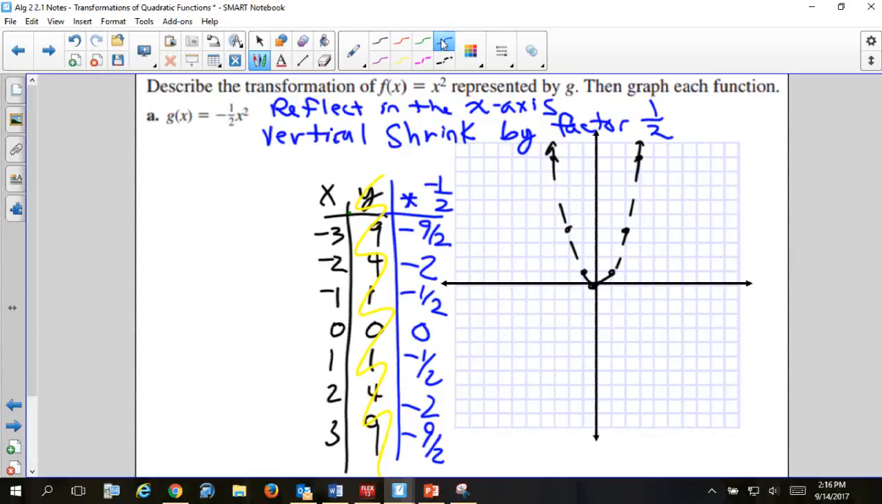So I'm going to graph the ordered pair negative 3, negative 9/2, which is negative 4.5, by the way. Negative 3, negative 4.5. Then I graph negative 2, negative 2. I graph negative 1, negative 1/2. 0, 0. 1, negative 1/2. 2, negative 2. 3, negative 4.5. And parabola it. Make it a U.